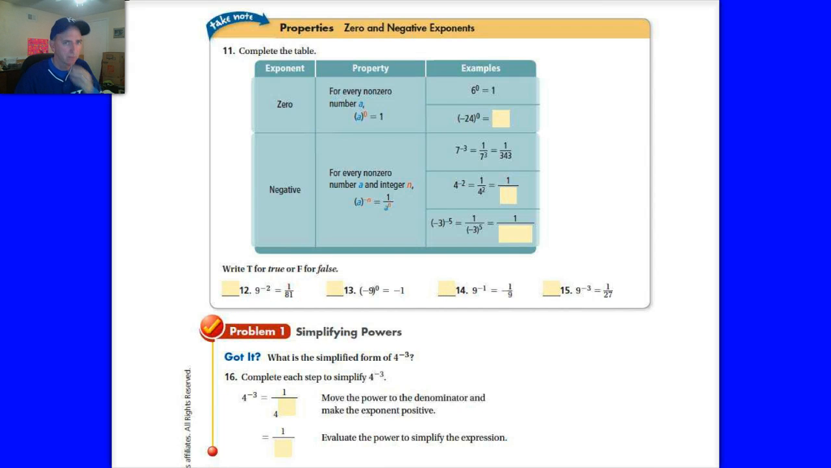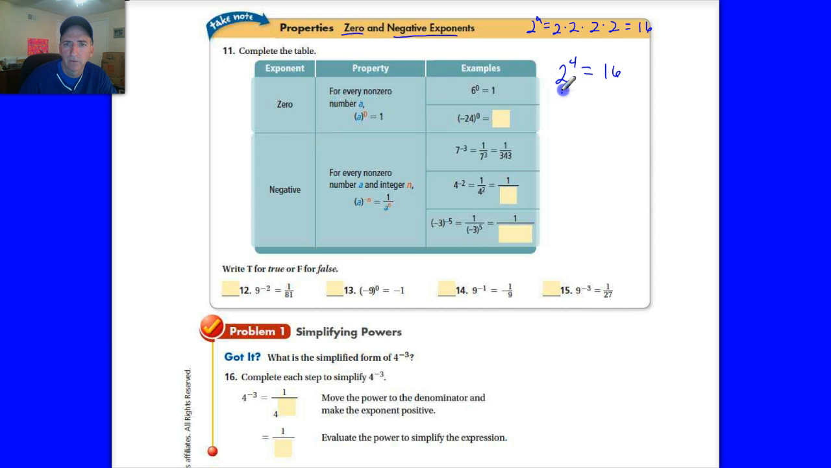So I want to jump over to this page right here because this is wild and crazy as we introduce zero and negative exponents. Okay, over here I want you to copy this down. 2 to the 4th is equal to, now quick review here, 2 to the 4th means 2 times 2 four times. So that is equal to 16. So 2 to the 4th is equal to 16.